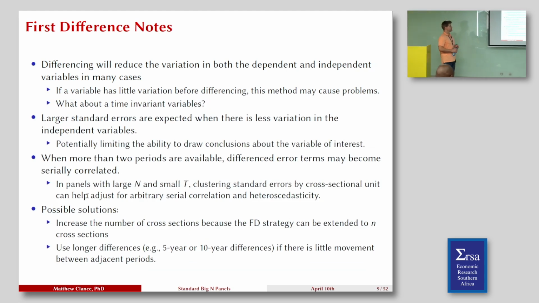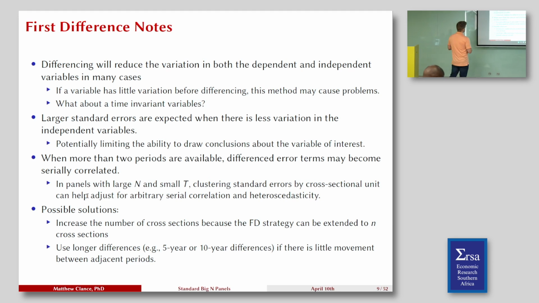Problems that we actually face with doing this is basically differencing reduces variation in most cases. Now, note that I said in most cases, doesn't mean all cases. Both the dependent and independent variables. Okay? If the variable has little variation before differencing, this method causes a lot of issues. Okay? You're basically estimating something that's only changing by 0.0001 because it's not changing very much over time, which is problematic.